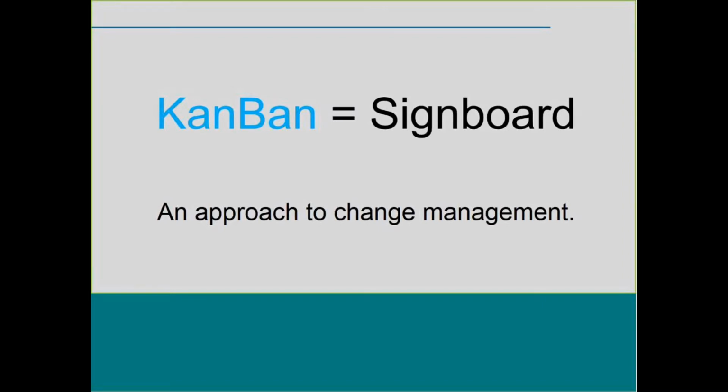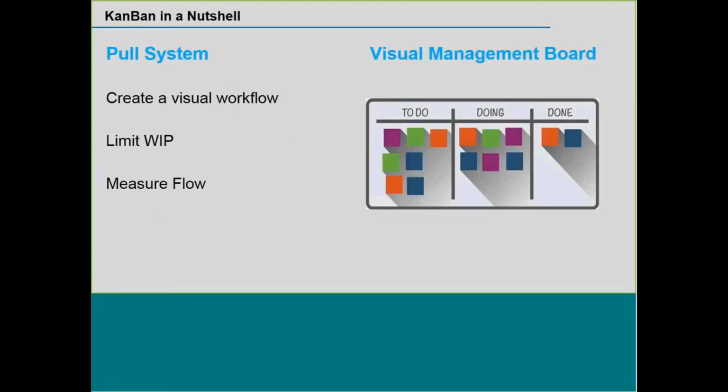Let's move on a little bit and talk about how we can use some lean tools to help us manage our process flows. To do this, we're going to be introduced to another lean term. That term is Kanban. Kanban is a Japanese term which actually stands for signboard, if we were to translate this. A signboard is an approach to change management. Kanban is a way of creating what's called a pull system. A pull system is a way of creating a visual workflow to help us limit our work in process and measure everything that's moving through our value chain.